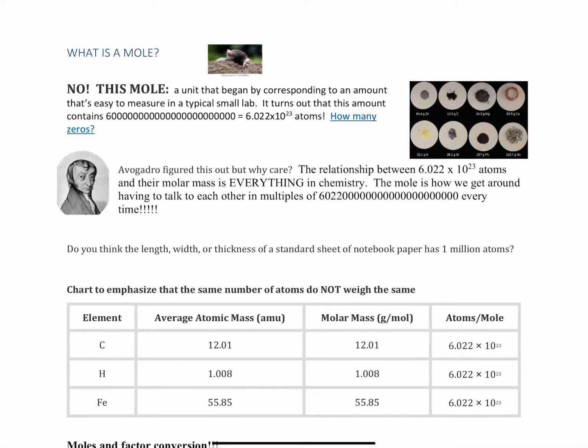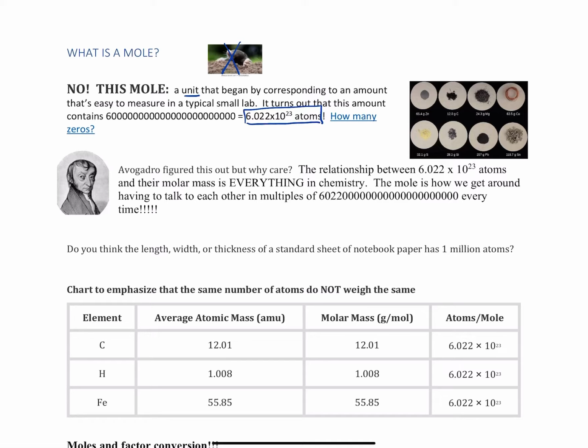So now we're going to begin a really important topic in chemistry. It's all about moles, but not this mole. The mole is actually a unit, and it's a unit to help us describe a large quantity of something. It turns out that this amount contains this many atoms. So if you group this many atoms together, it can be called a mole.